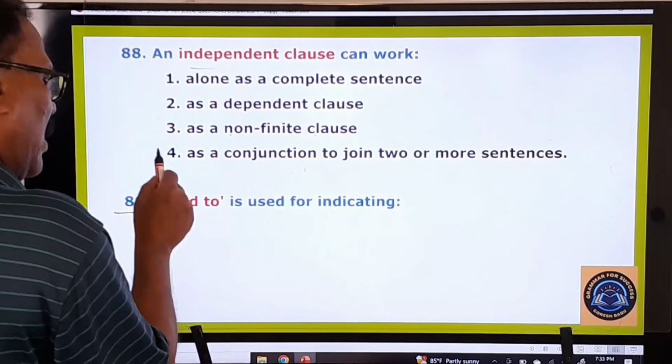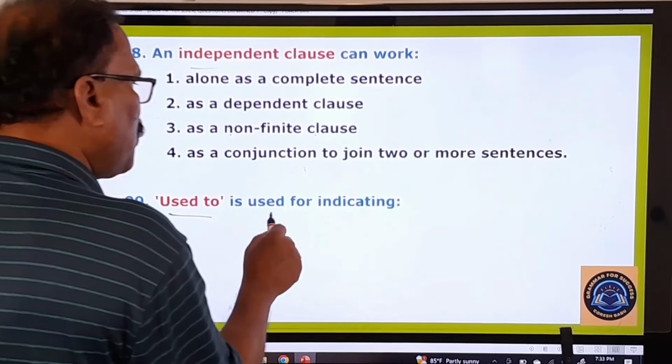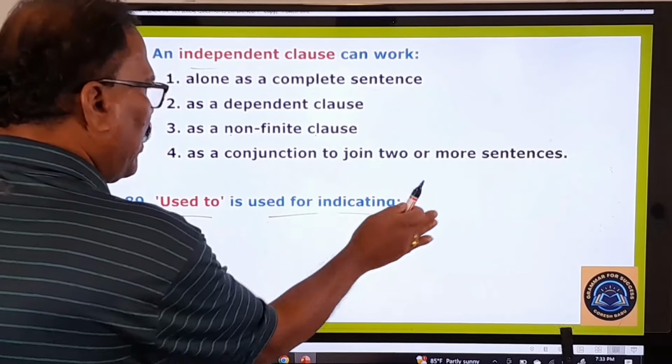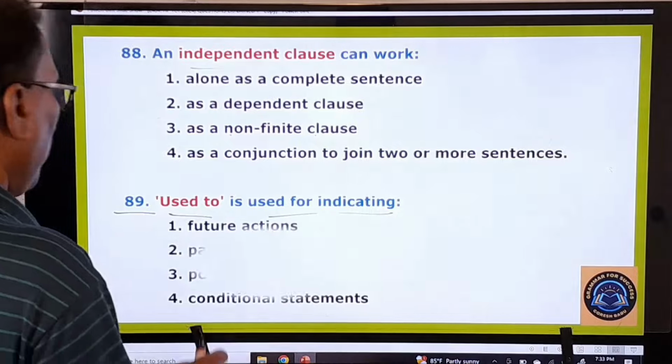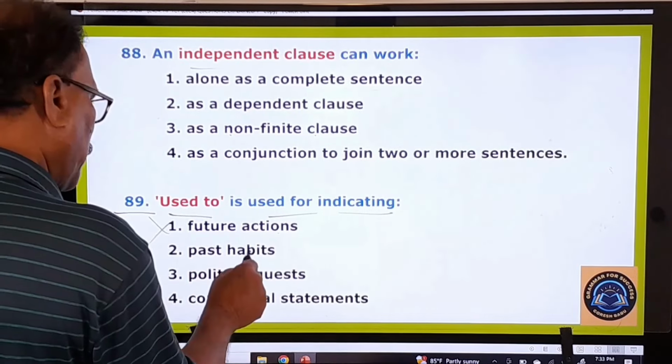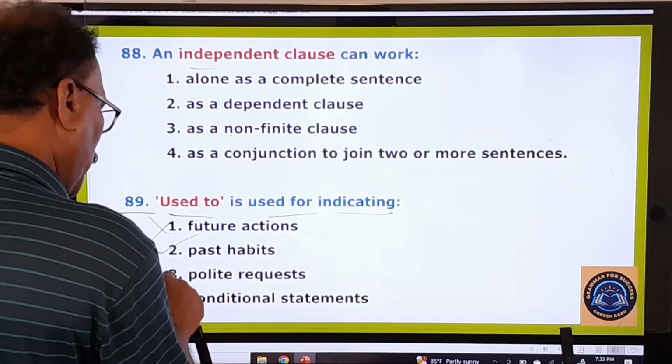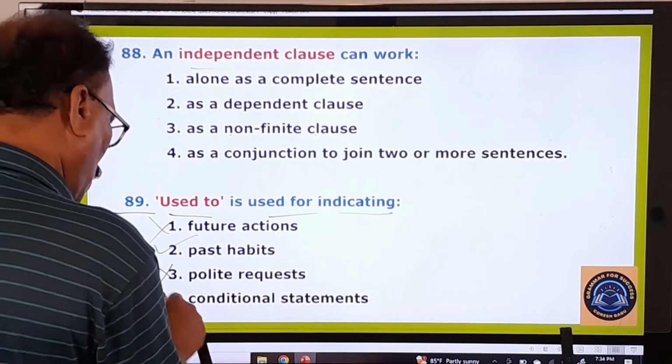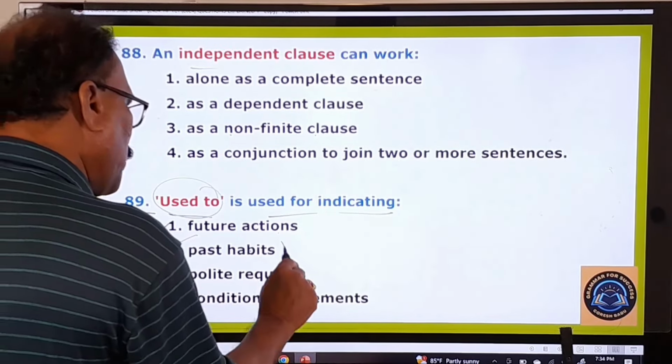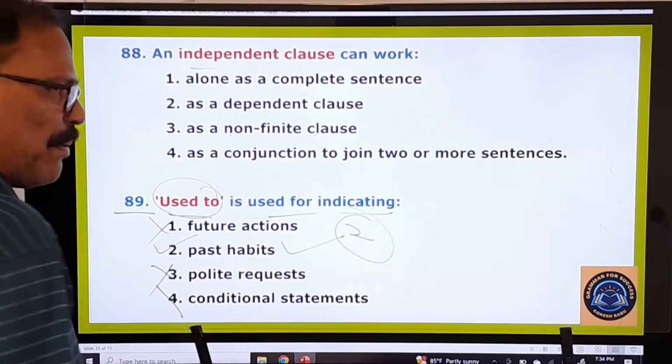89th one, the last but one question. Used to is used for indicating what? It is used for what? Here, future actions, no. Past habits, yes. Polite requests, no. Conditional statements, no. So this used to is used to indicate past habits.